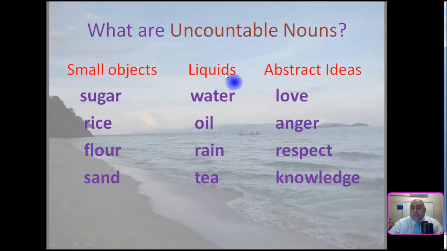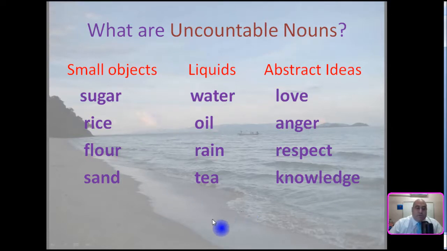Also, uncountable nouns are liquids. All liquids: water, oil, rain, tea. Also, uncountable nouns are abstract ideas. Love. How do you count love? You can't count love. There's no number. Love is an abstract idea. Anger, respect, knowledge. All of these are abstract ideas. You can't count how much knowledge. Knowledge is knowledge. It's an uncountable noun.